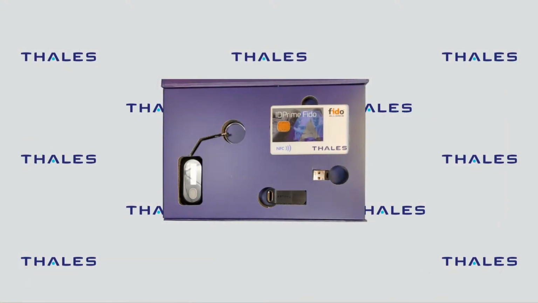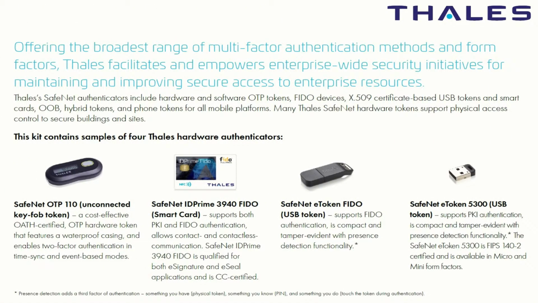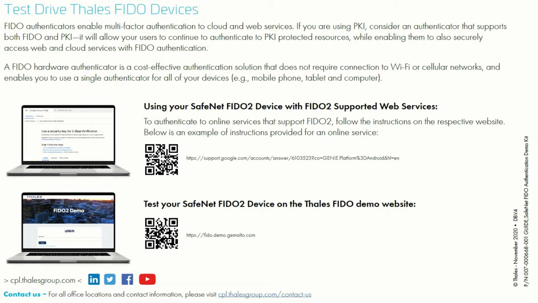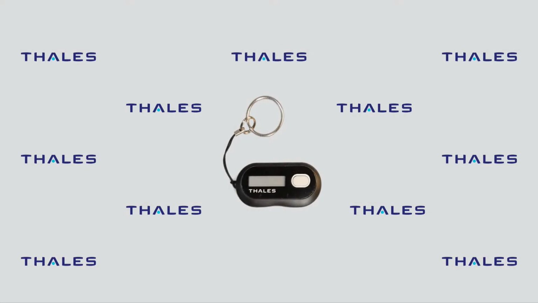When you open the kit, you'll find an information sheet that describes the contents in more or less the same way I'm about to do. It also provides you with instructions on how to test drive the FIDO authenticators. The first item in the box is what we call the SafeNet or TP110. It is a tried and tested hardware token that comes in a robust case and is ideal for situations where options like app-based authenticators are not an option. It supports time sync and event-based modes.